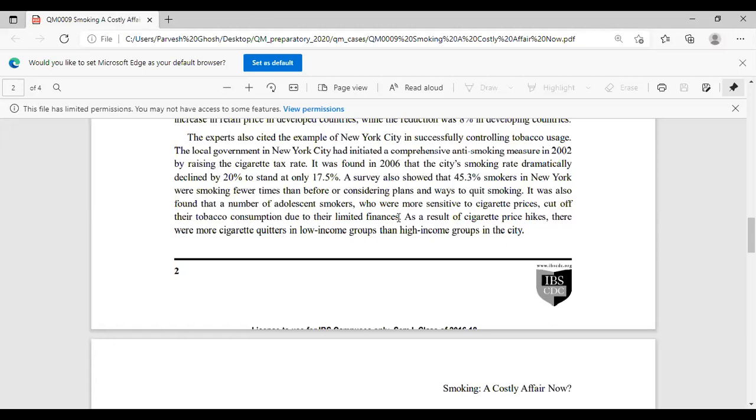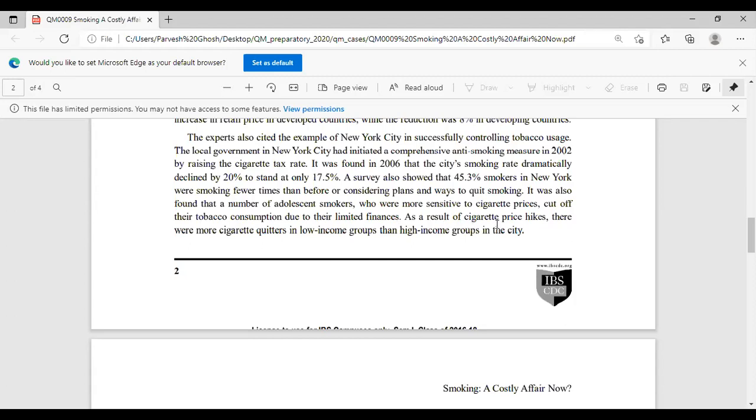Due to their limited finance. See, a person who is earning has huge finance. You reduce the rate, nothing happens. If a person is earning 1 lakh rupees, and the government increases the price of a cigarette packet by even 50 rupees, it does not matter. But for a student or adolescent, school going children are smoking these days, right? So for him, he has limited pocket money, whatever his parents are giving. So he will stop or at least reduce, right?